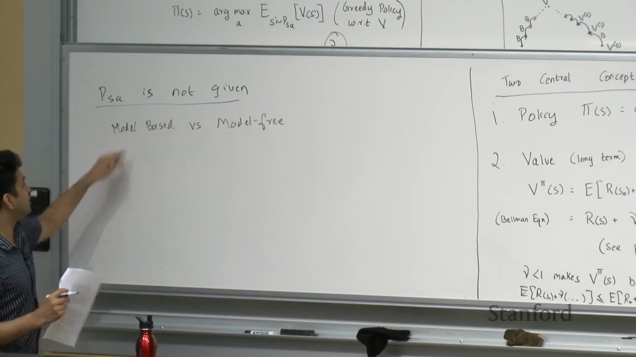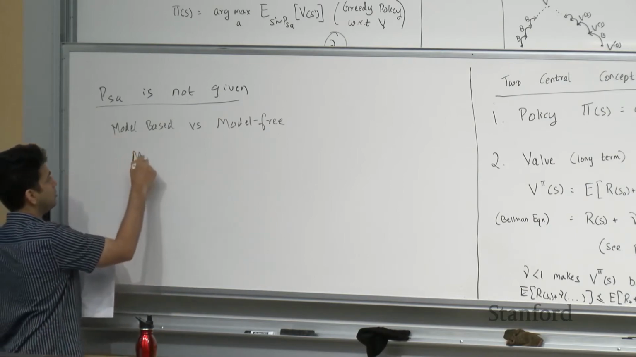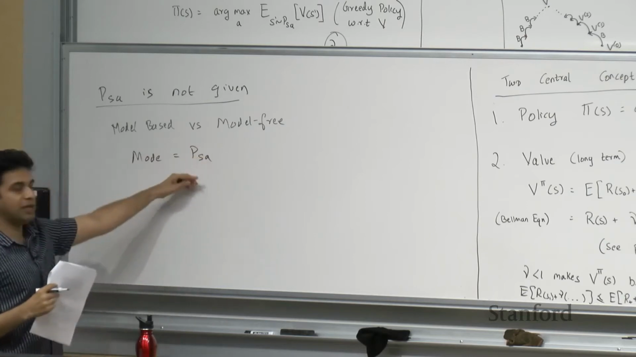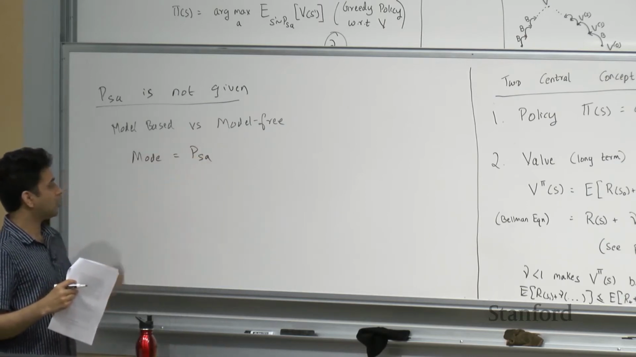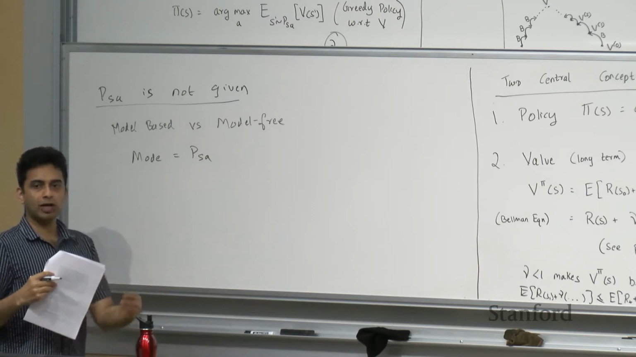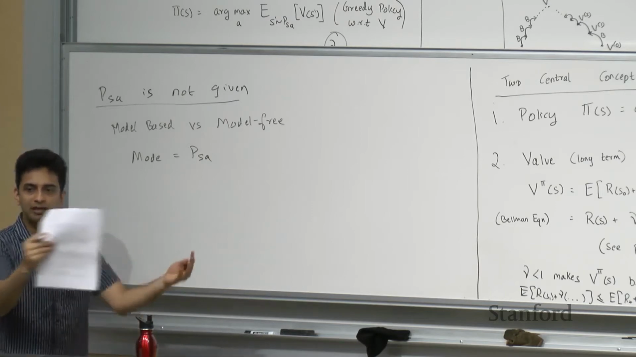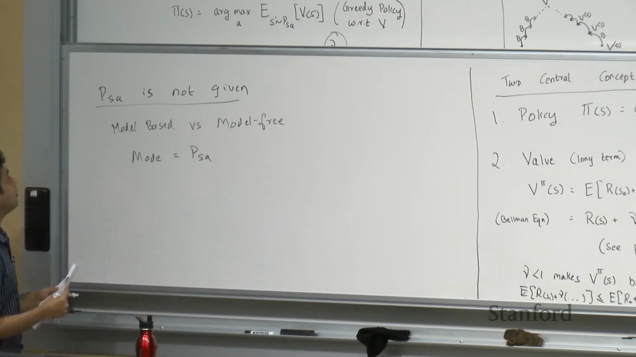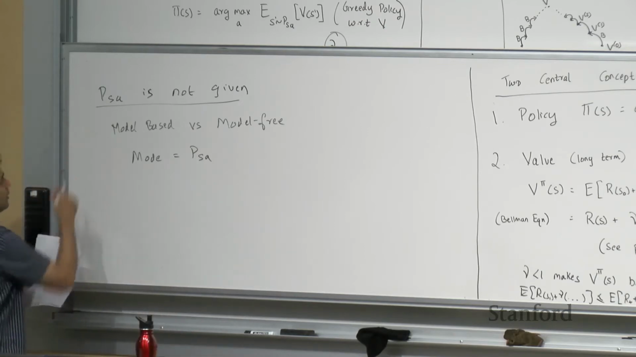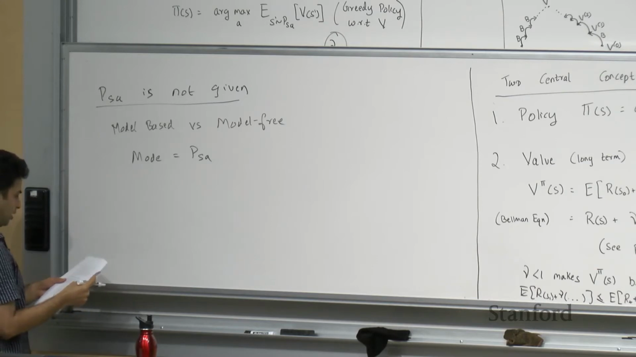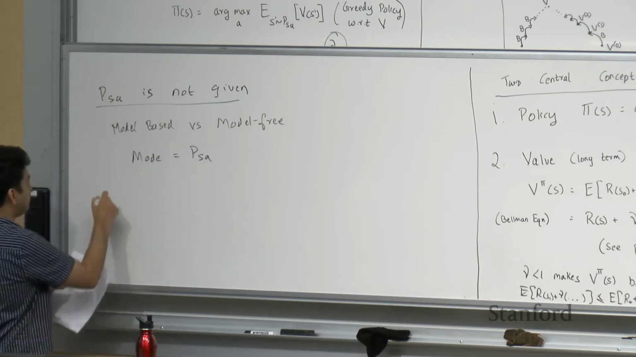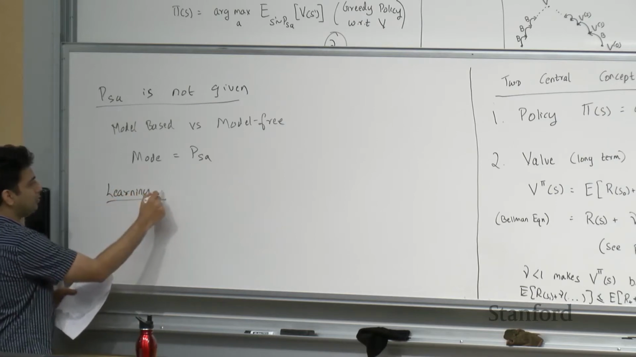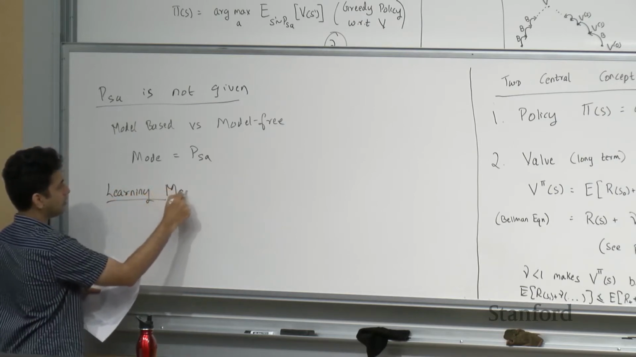And here model means PSA. Now, if you know PSA, if you know what state you might end up in depending on what action you took, it means you know how the environment works, right? You have a model of the environment. That's what this model means, right? Now, PSA is also called the model, and the first topic that we're going to cover is learning a model. Again, here by learning a model, I mean learning PSA.